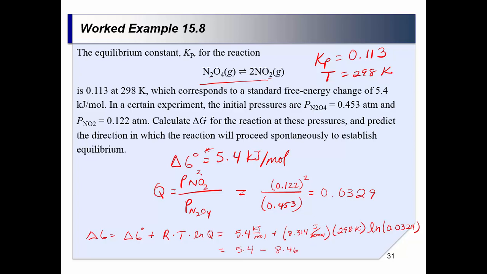Just like in the last chapter, I automatically convert between joules and kilojoules to match my units. I would strongly recommend that you do that as well. If you need to take the time to do the extra step, please take the time. So my delta G in this case is a negative 3.1 kilojoules per mole. So this is a spontaneous process.